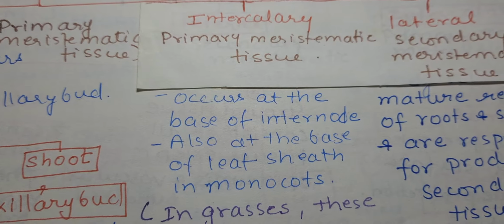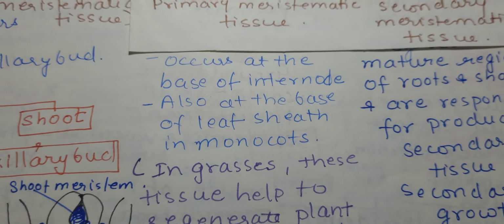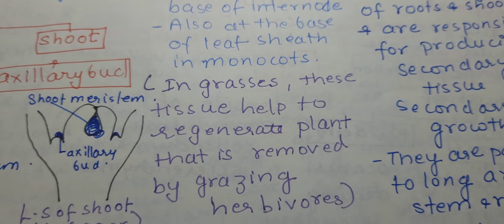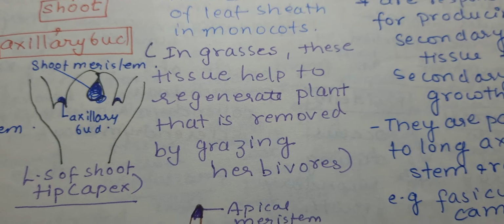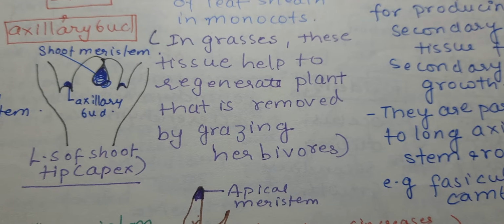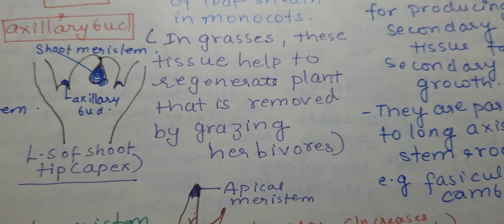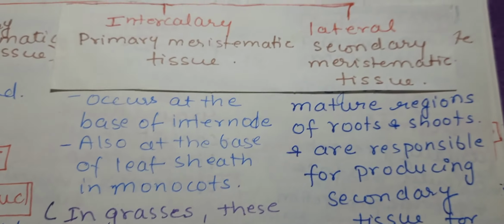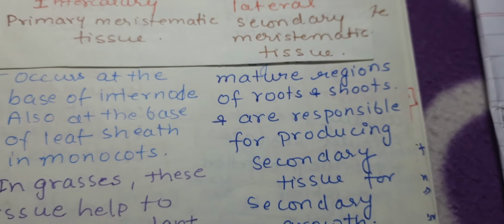Okay, and if you see the meristematic intercalary meristems, they occur at the base of internode and also at the base of leaf sheath in monocots. In grasses, these tissue help to regenerate plant that is removed by grazing of the herbivores. Lateral meristem, they are called secondary meristem.